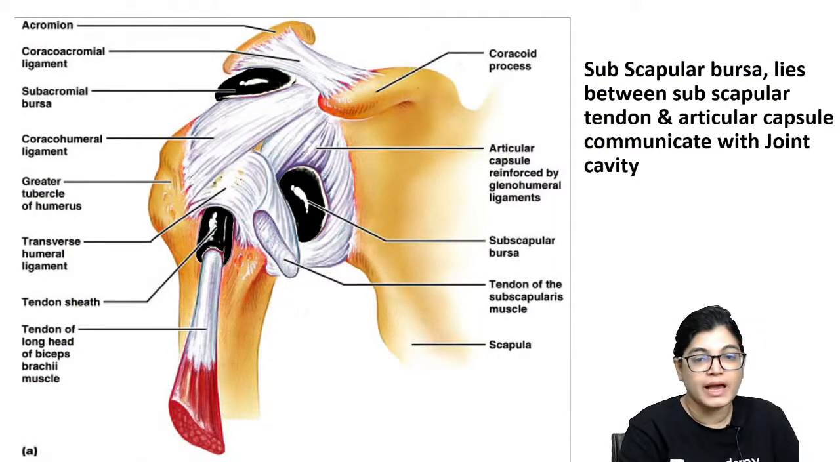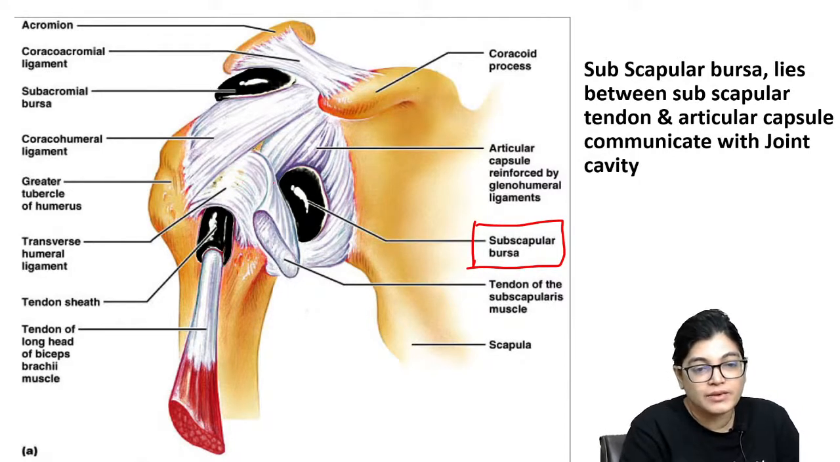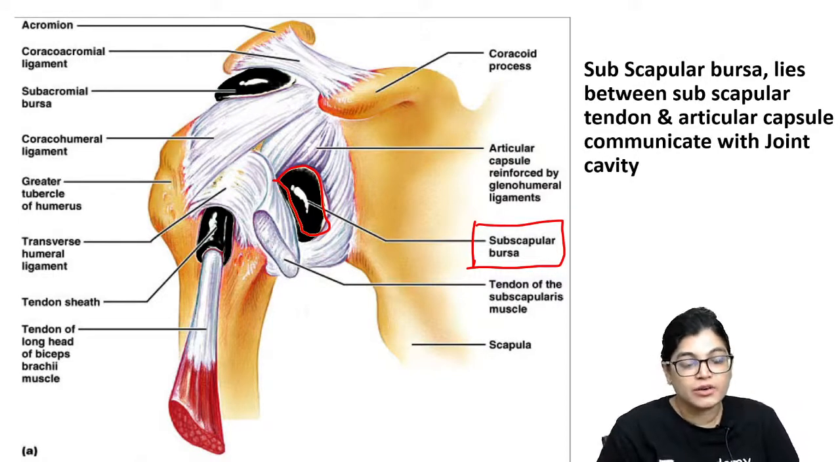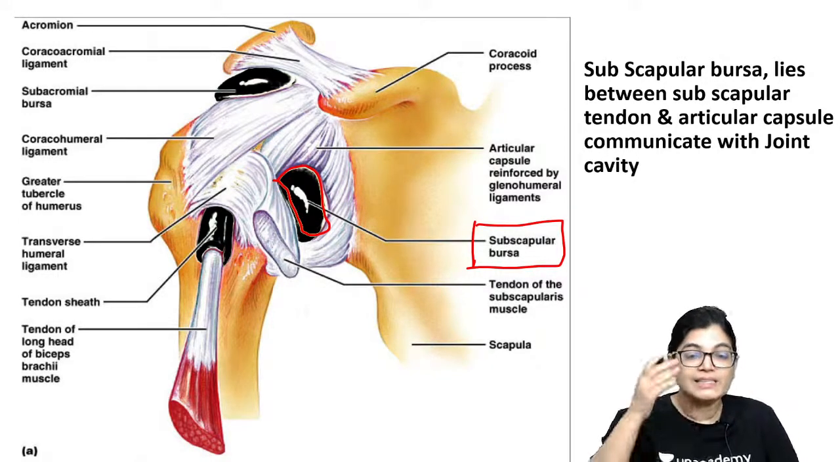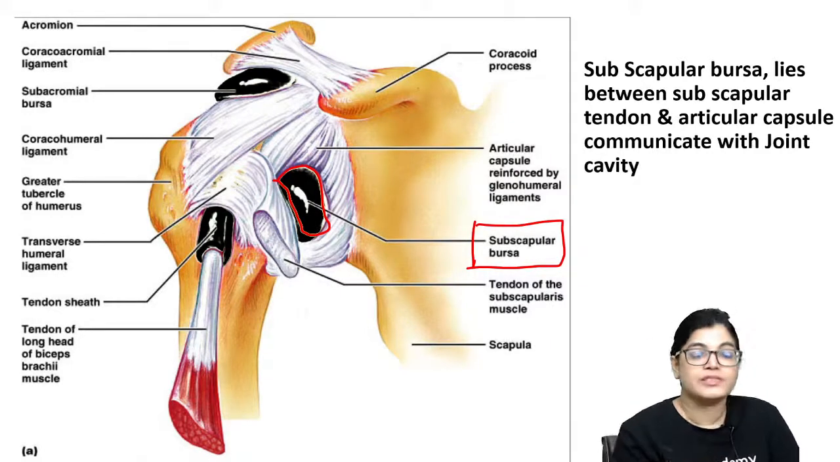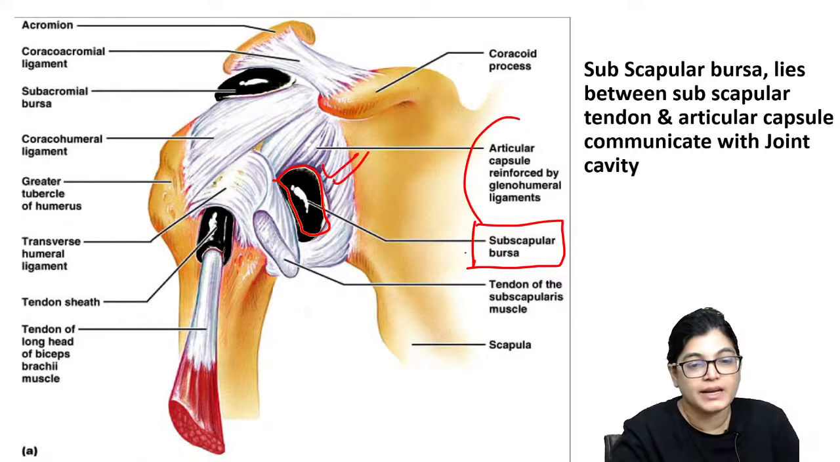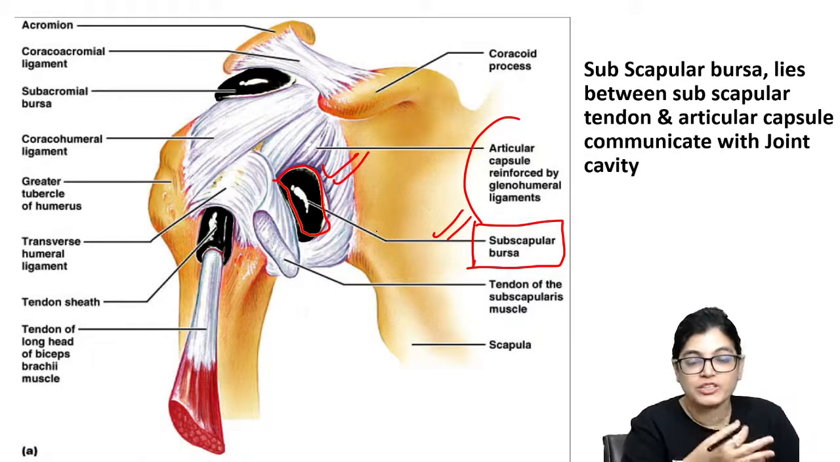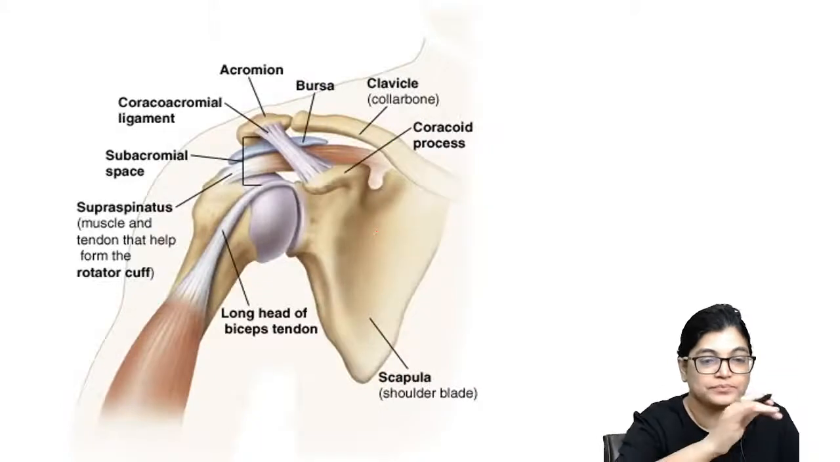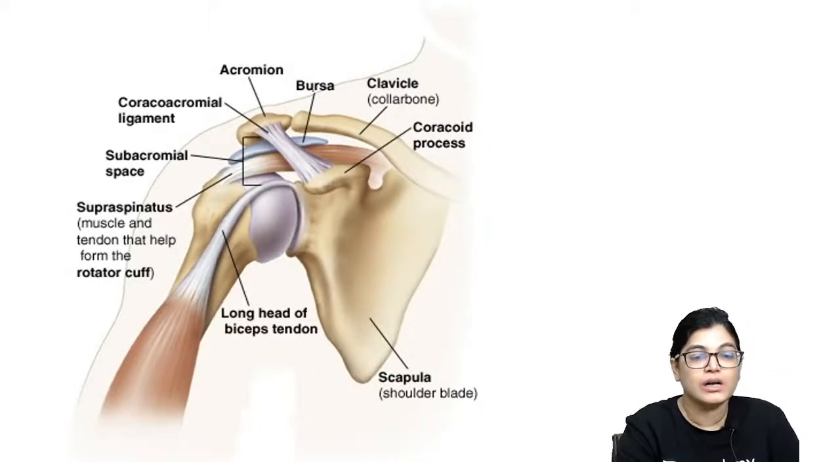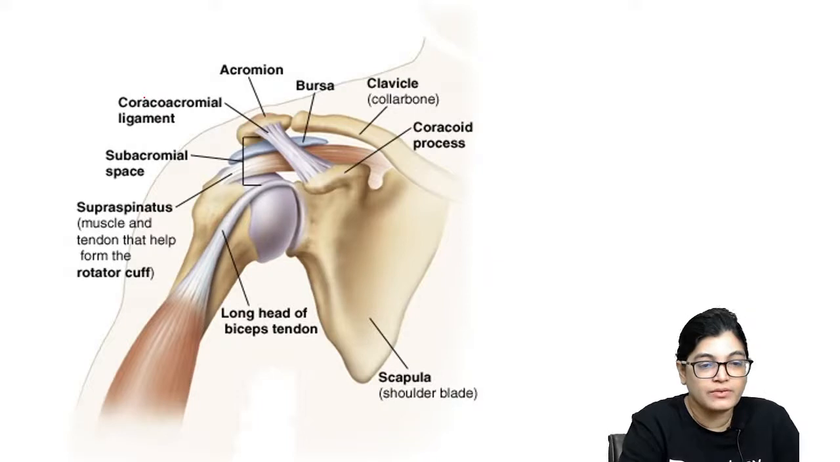So here in this diagram, the subscapular bursa is shown, and as you can see, this is the location of the subscapular bursa. As I told you in the initial part when we were discussing the fibrous capsule, the subscapular bursa is the bursa which forms communication with the joint cavity. You can see it is the joint cavity inside, and this bursa is communicating with the joint cavity.